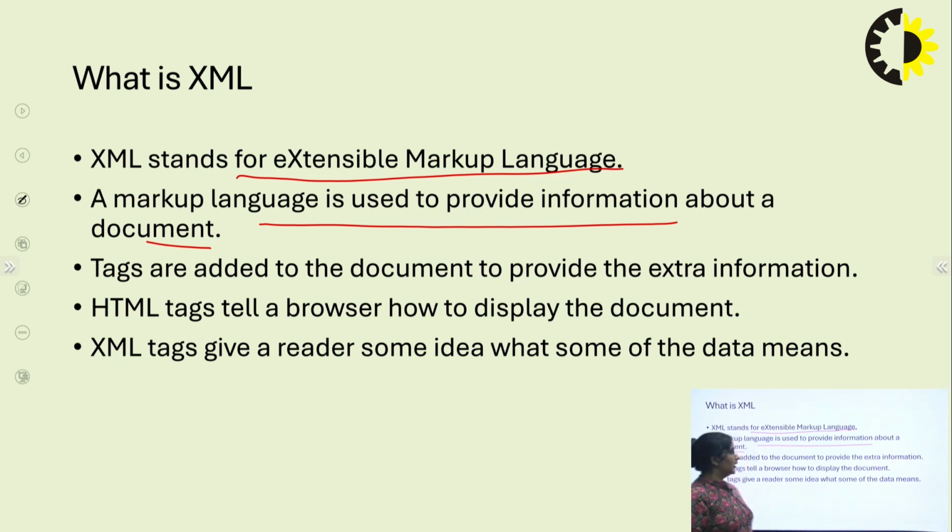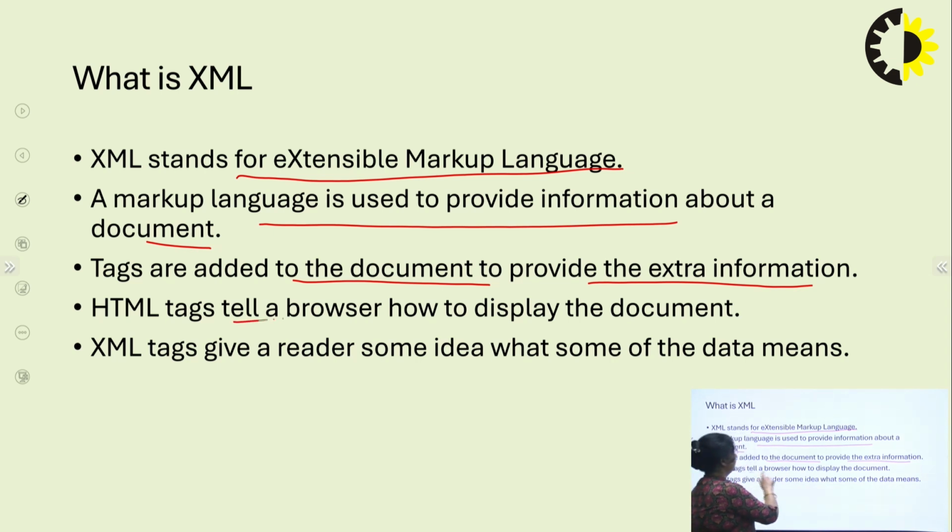Another thing is that it is added to the document to provide extra information. For example, a catalog consists of various things like the book number, ISBN number, all those things. These are the extra information the catalog is carrying, so XML is required for that.